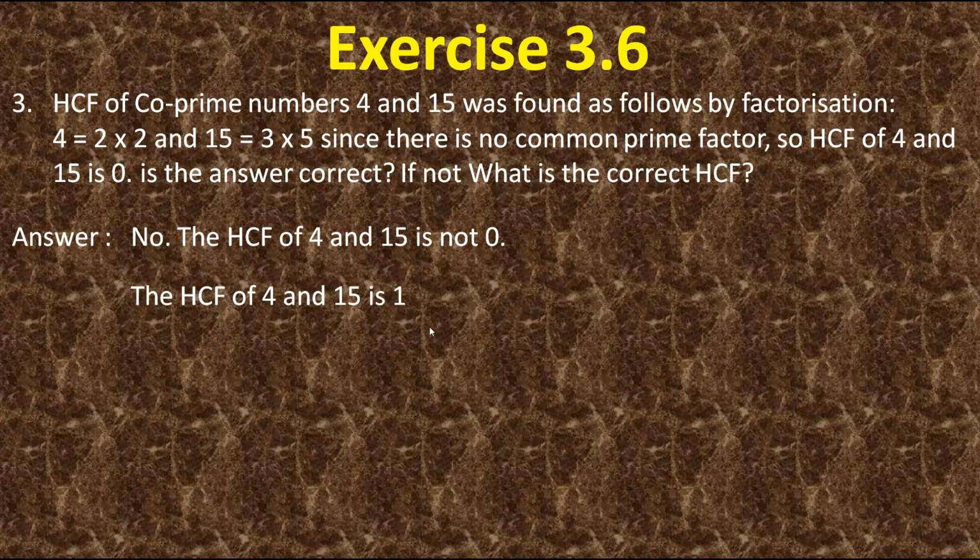What is the reason for this? 1 is a factor of each and every number, meaning 1 is a factor of 4 as well as 15, and it is common between them. Therefore, the HCF of 4 and 15 is 1, not 0. So I think I have cleared all the questions here.